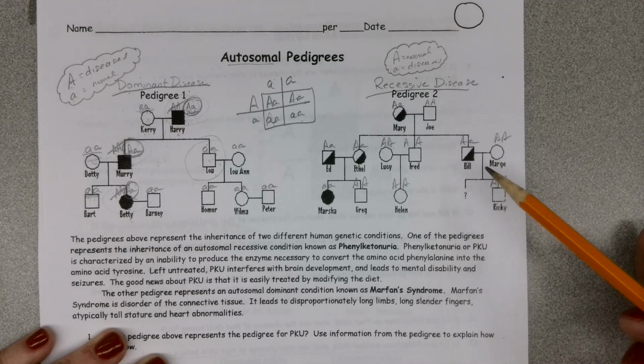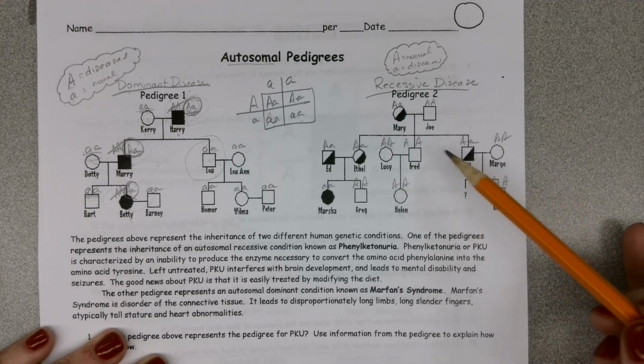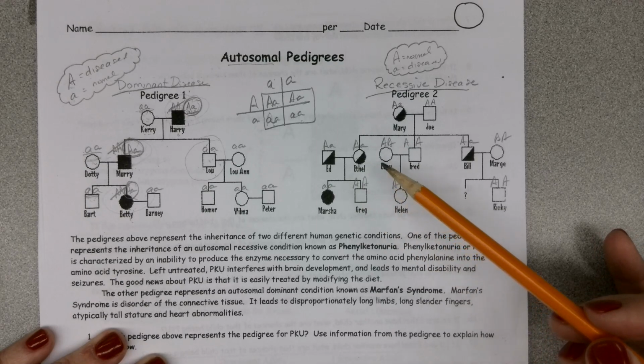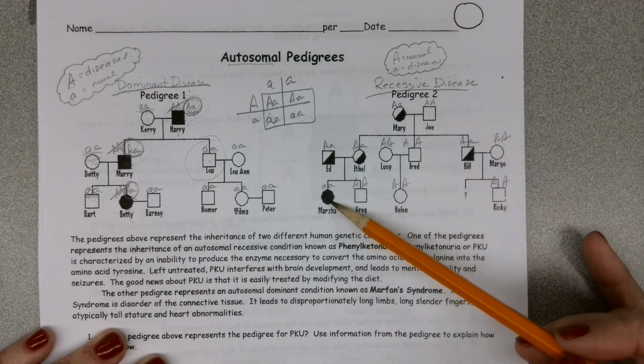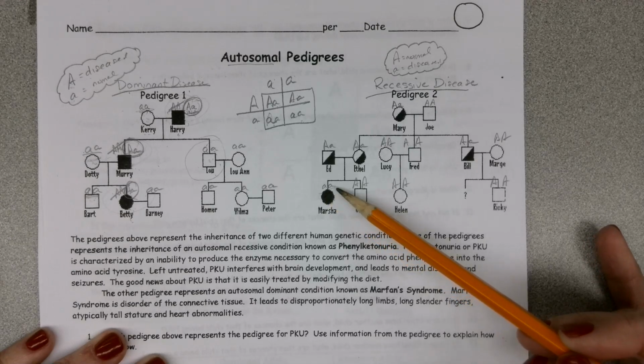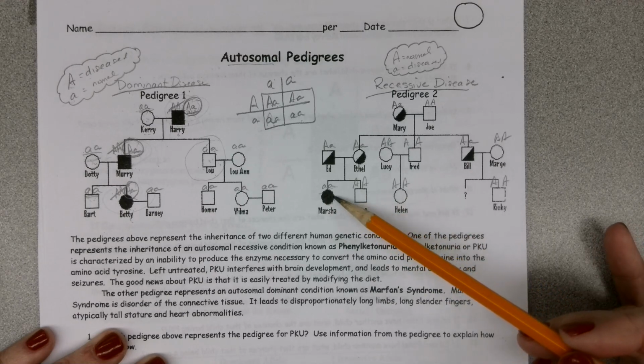Therefore, it was quite surprising that Lucy and Fred and Bill and Marge and Ethel and Ed never actually got the disorder, but Marcia sure did. So Marcia has the homozygous recessive genotype, and that gives her PKU disorder.